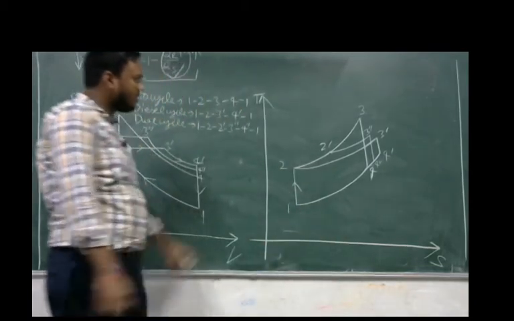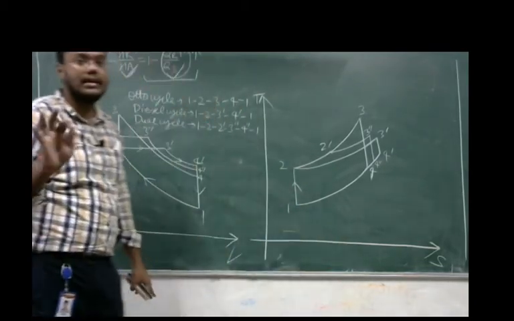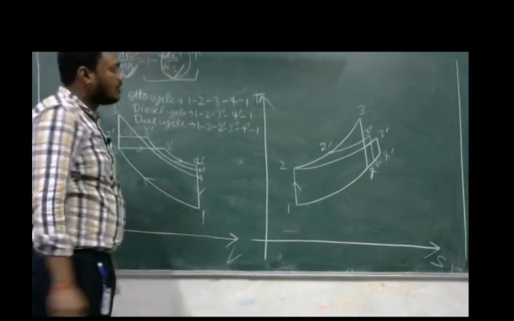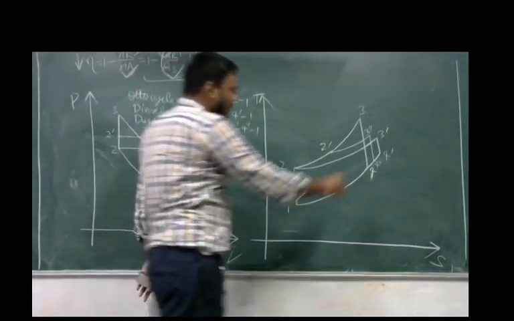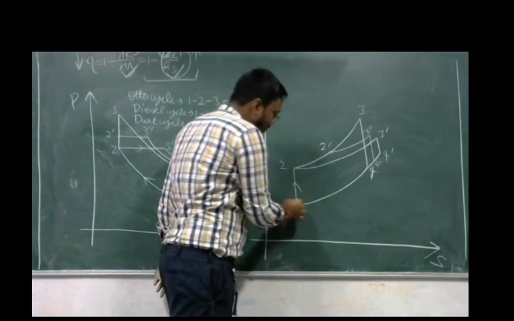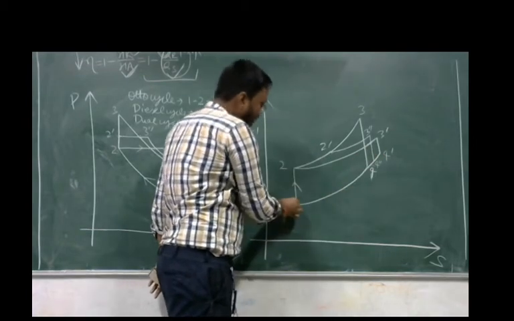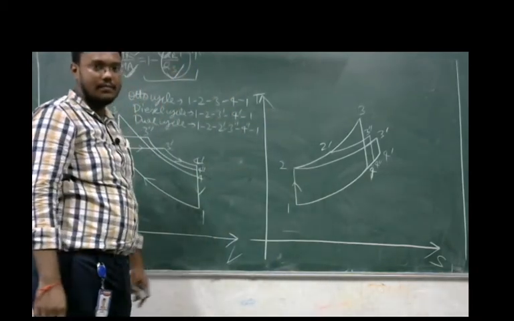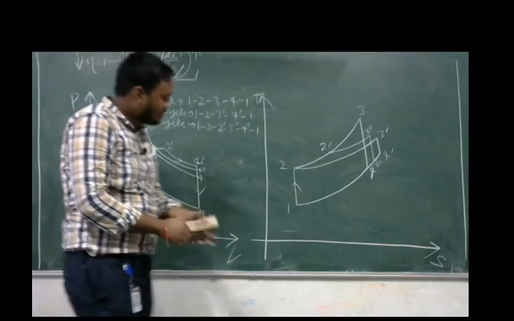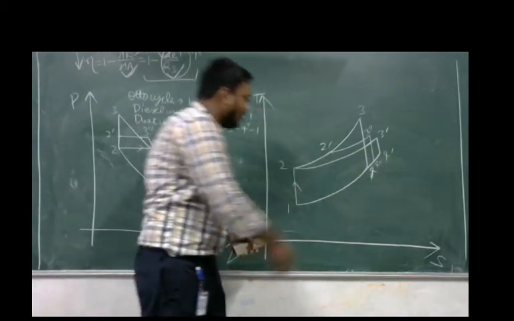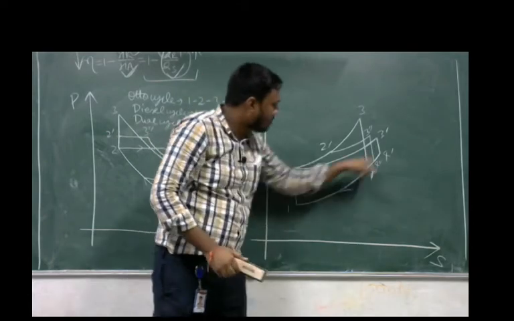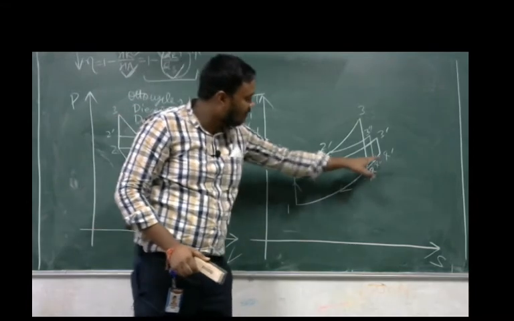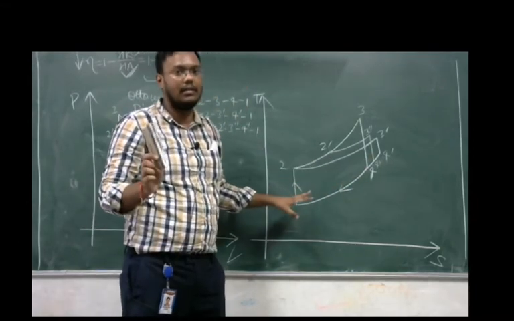First, on the TS diagram we need to understand where the heat rejection QR is. We know very well that heat rejection takes place from 4 to 1 for the Otto cycle, from 4 dash to 1 for the diesel cycle, and from 4 double dash to 1 for the dual cycle. This curve shows the heat rejection for all the processes.